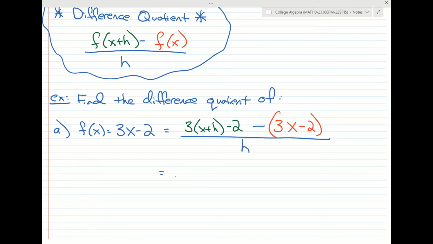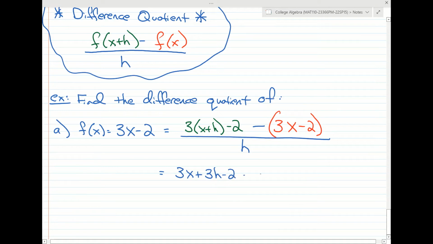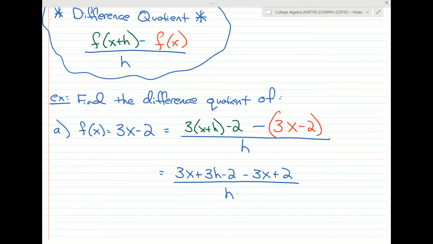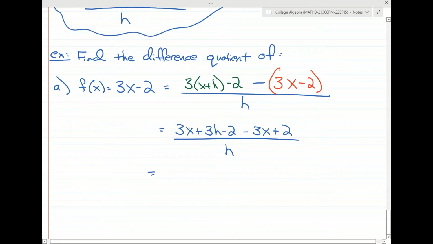So let's simplify this a little bit. I'll distribute the 3. 3x plus 3h minus 2 minus 3x plus 2, all divided by h. Simplifying, it looks like the 3x and the negative 3x cancel, the negative 2 and the positive 2 cancel. Just wind up with 3h over h, which the h's cancel and you just get 3. The difference quotient, there's kind of a lot of steps to do that, but it's not super hard to do.